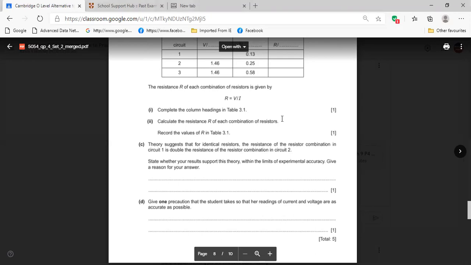D is done, right? Abir, so what did you write here for D? Sir, we should have the circuit switched off when taking the readings. Yes, between the readings.